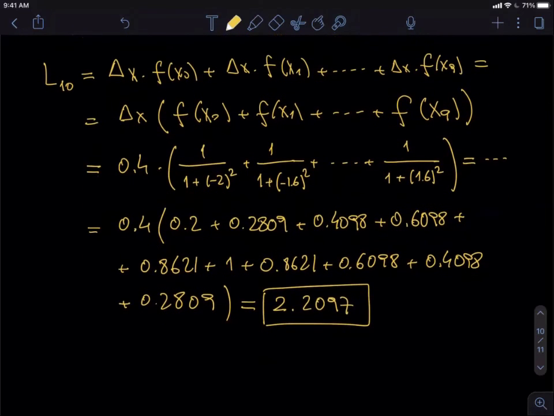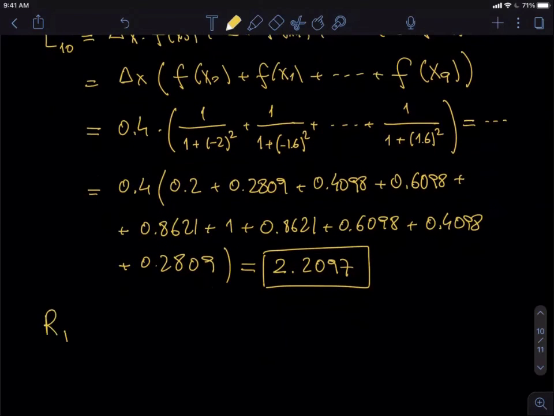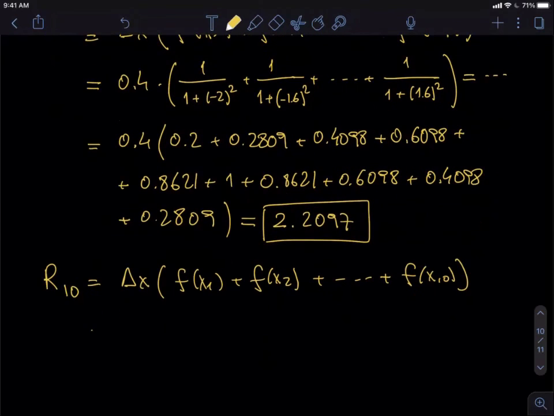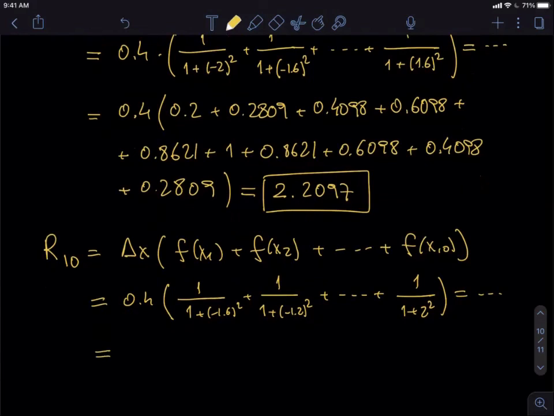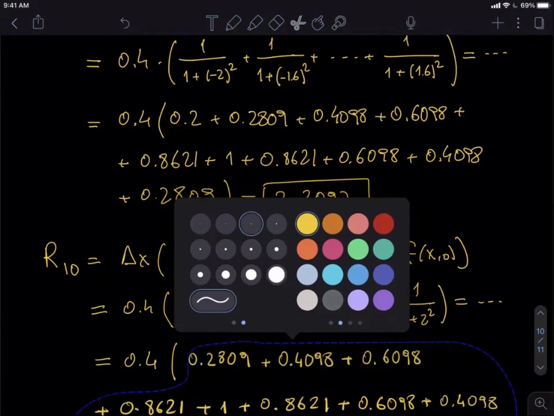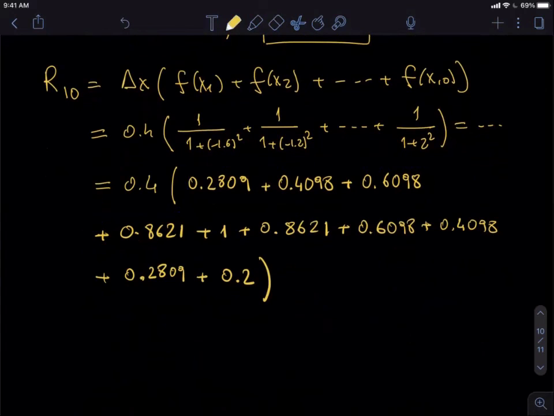And we can do also the right endpoint sum, which is delta x times, here we start with f of x1 plus f of x2 all the way to f of x10. And that means 0.4 times 1 divided by 1 plus negative 1.6 squared plus 1 divided by 1 plus negative 1.2 squared plus 1 divided by 1 plus 2 squared. And we just keep going. 0.4 times, and here we compute all the numbers. Once we have all these computed, we just compute the sum, multiply by 0.4, and we get 2.2097. You see how this works.